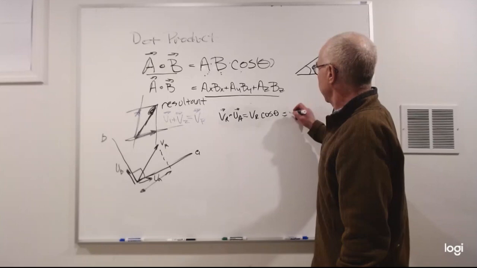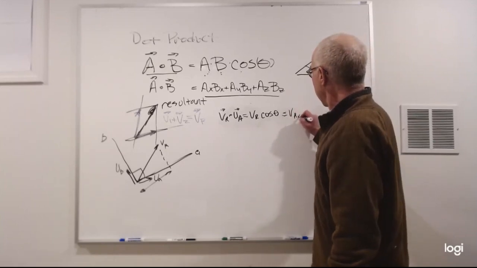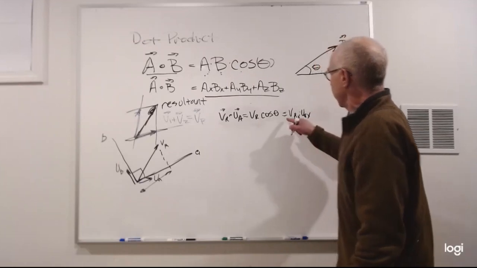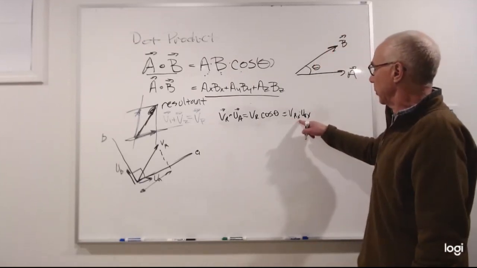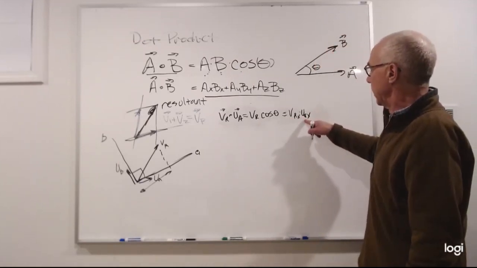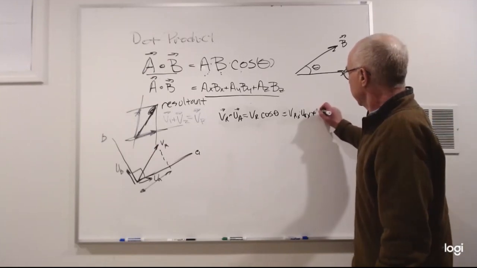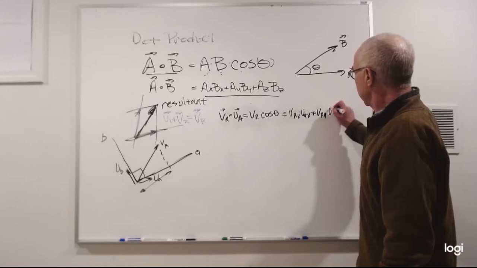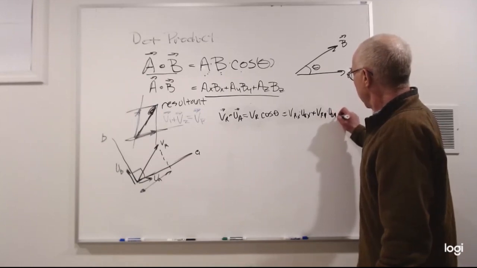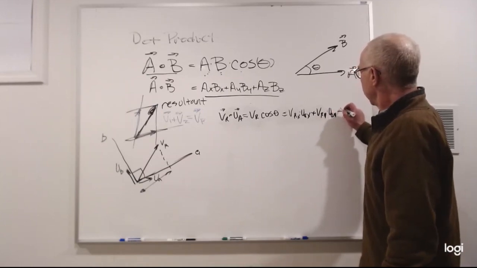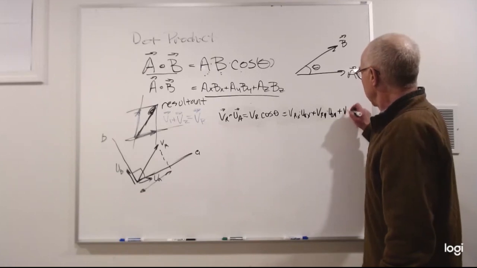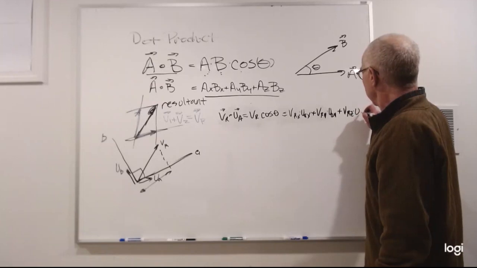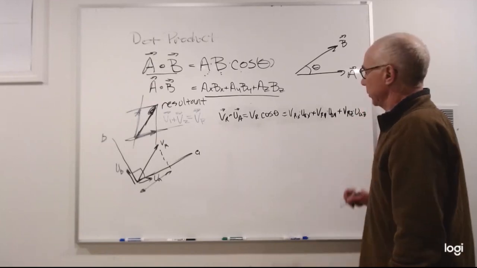So we're going to end up with VRX times UAX. In other words, VR, the x component, times UA x component, plus VR y component times UA y component, plus VR z component times UA z component.